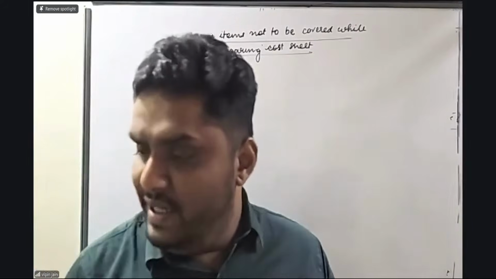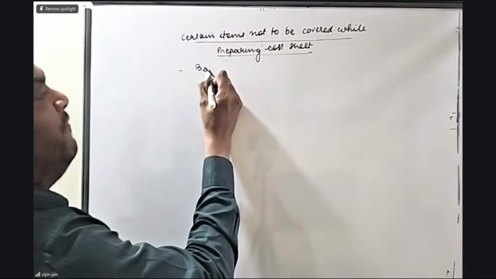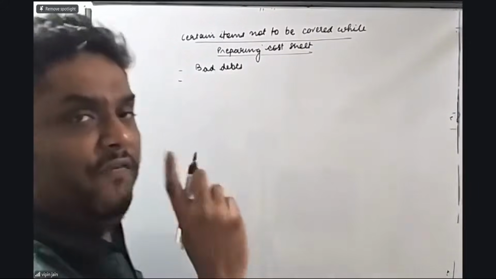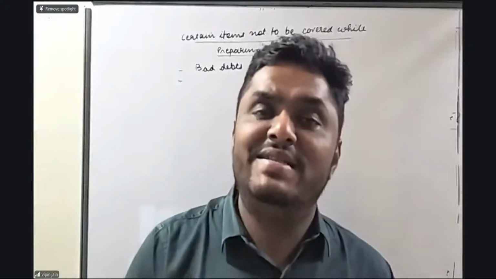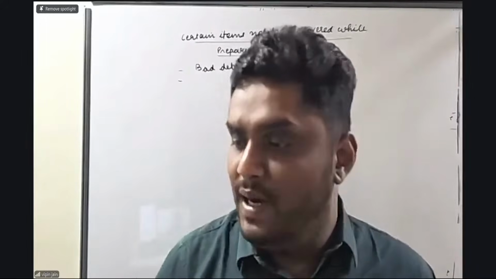So now let's write down. First point, bad debts. If in the question bad debts are given, you have to ignore them. It will never form part of cost sheet.